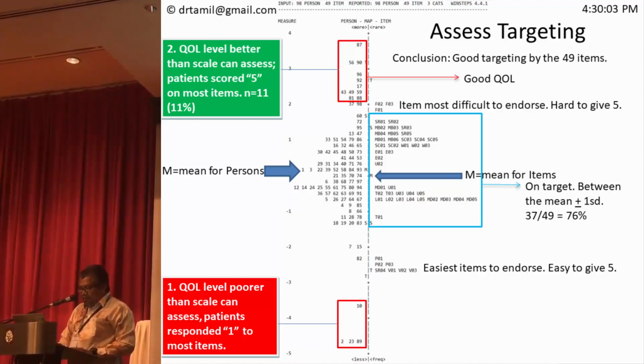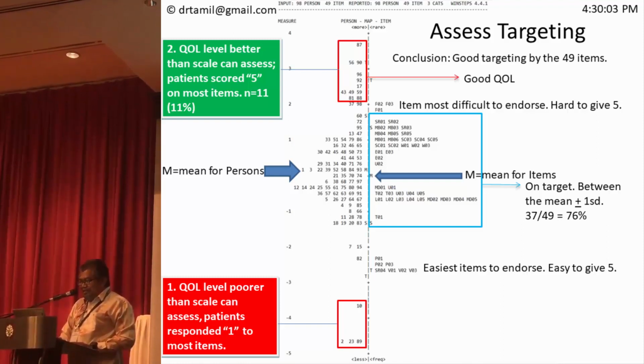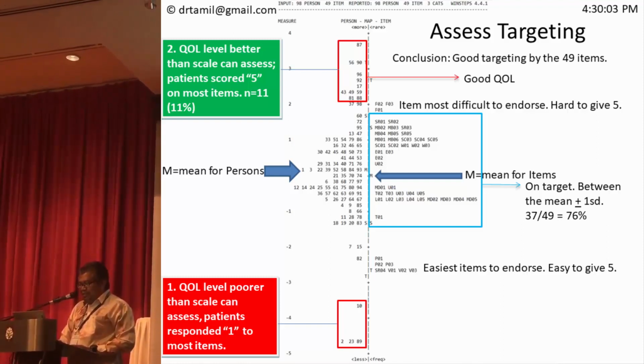How about these 4 people here who keep answering 1? These people gave up on living already. They just want to die. So, very sad to say, patient number 2, patient 23 and patient 89, are just waiting for the angel of death to come knocking on the door.